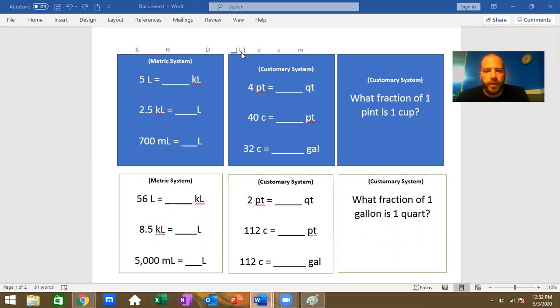Okay. So we're starting with liters and we're moving to kiloliters. So I am starting here, I'm moving here. The direction I want to move is left. And how many? 1, 2, 3. So I'm going to go left 3. 5 has the decimal right after it because it's a whole number. So 5 is the same thing as 5.0. So 5.0 gets moved left 3. 1, 2, 3. That answer is 0.005, I'm sorry.